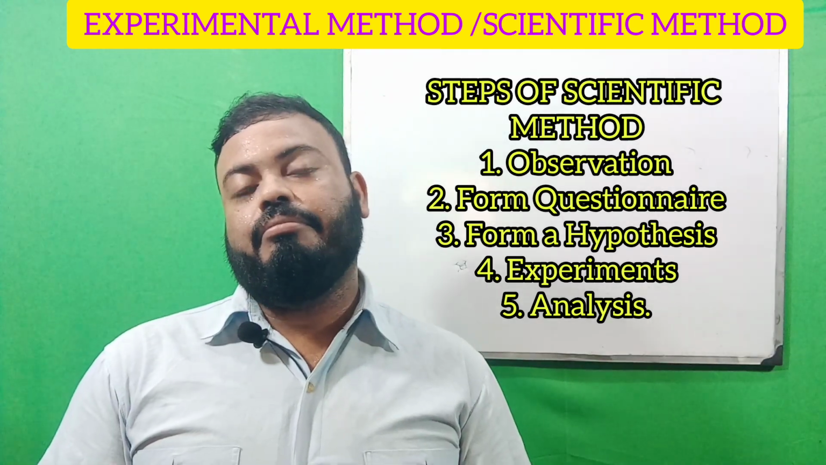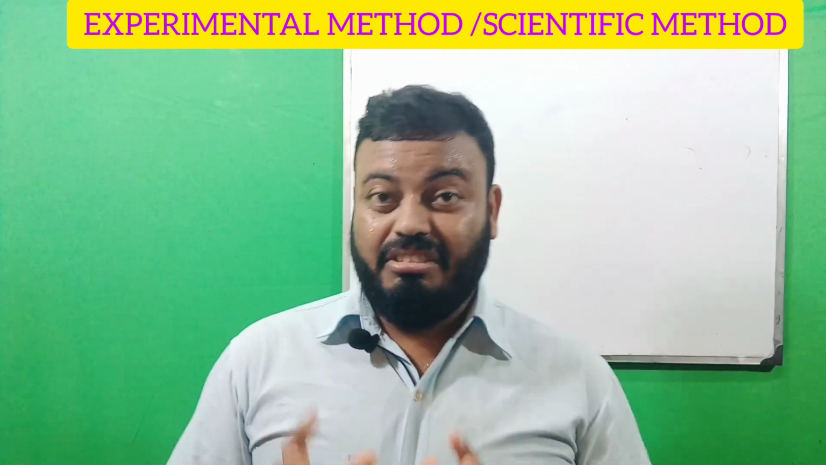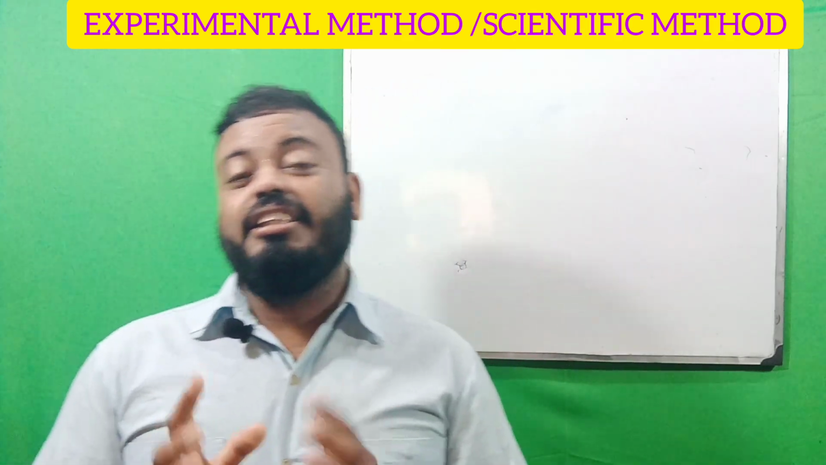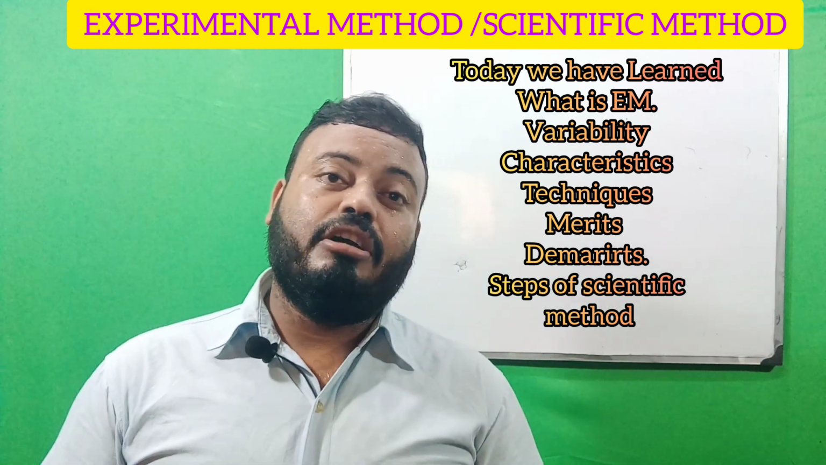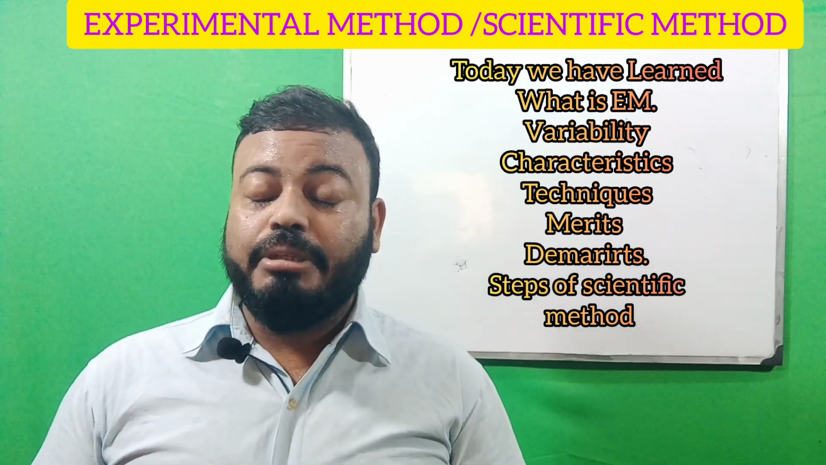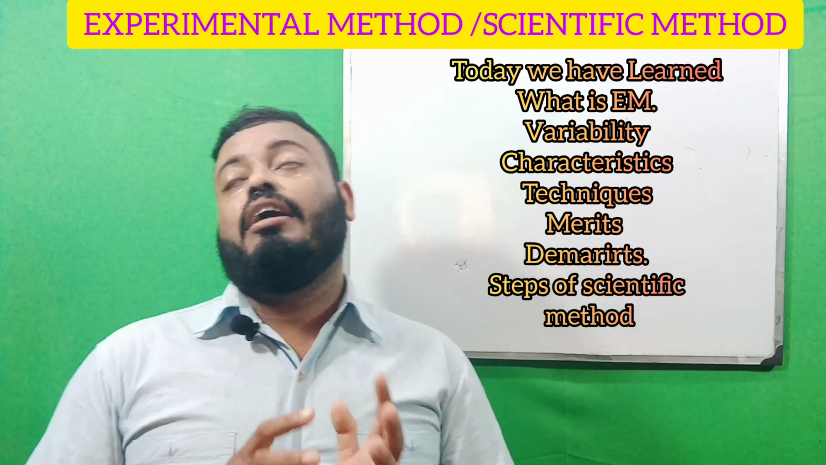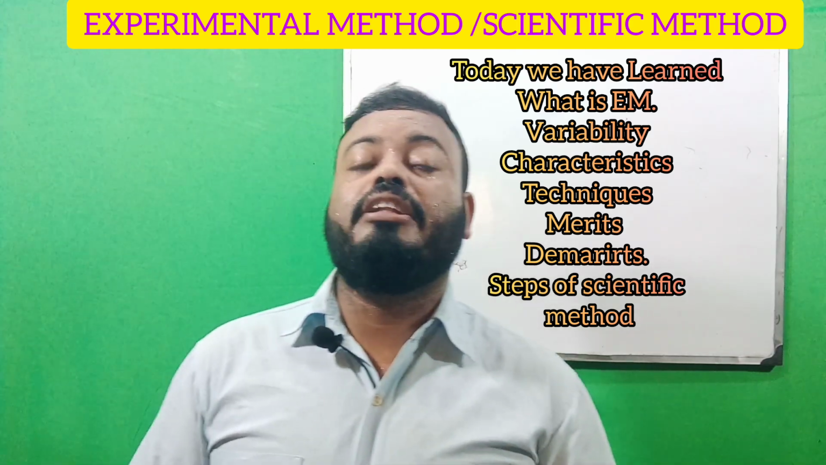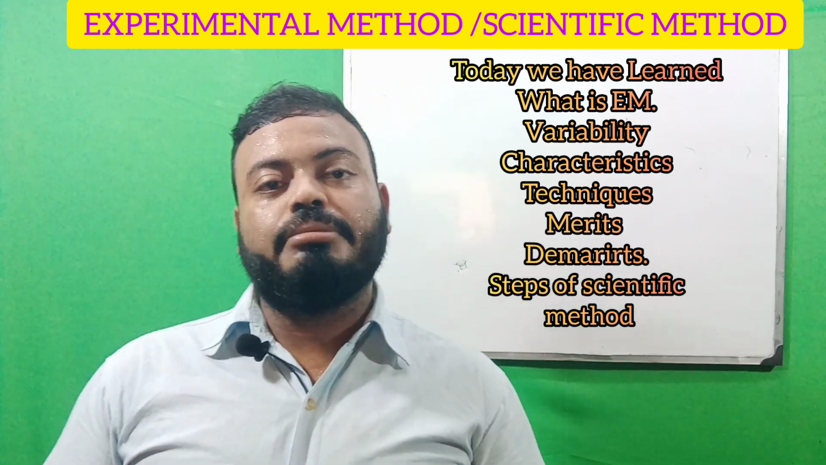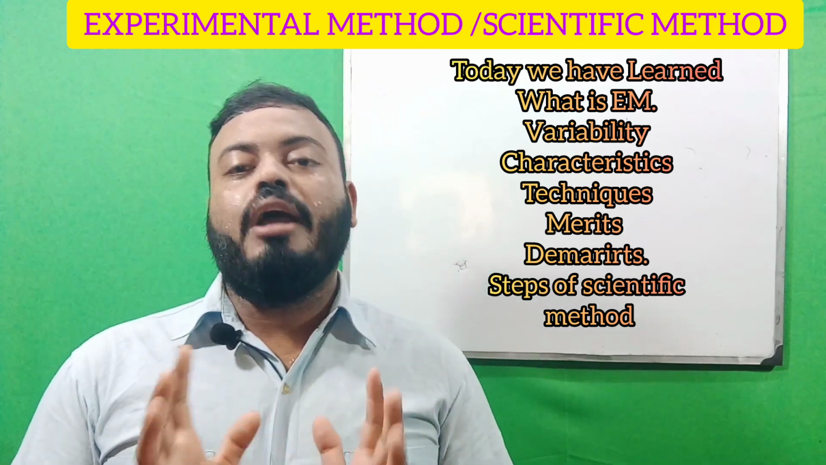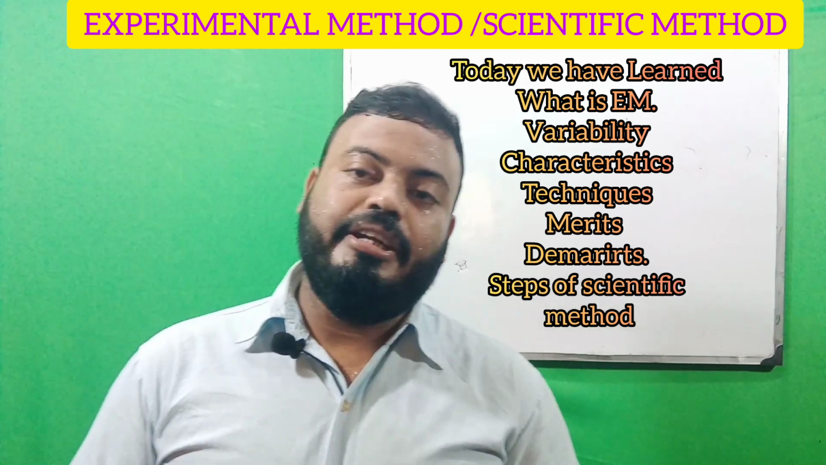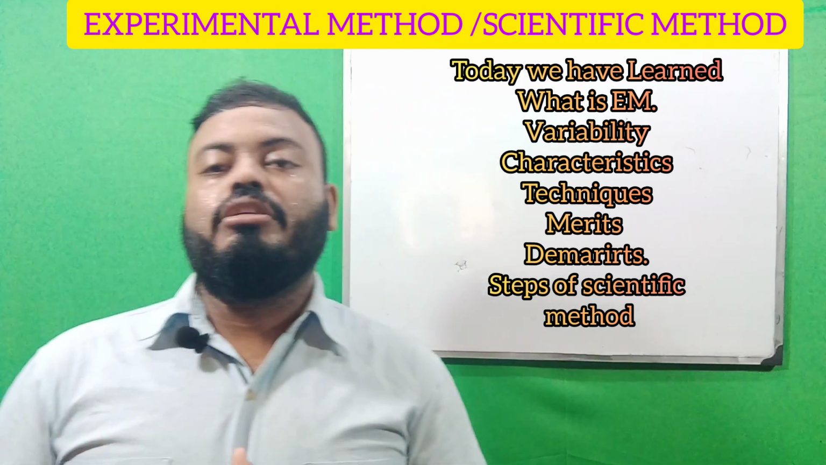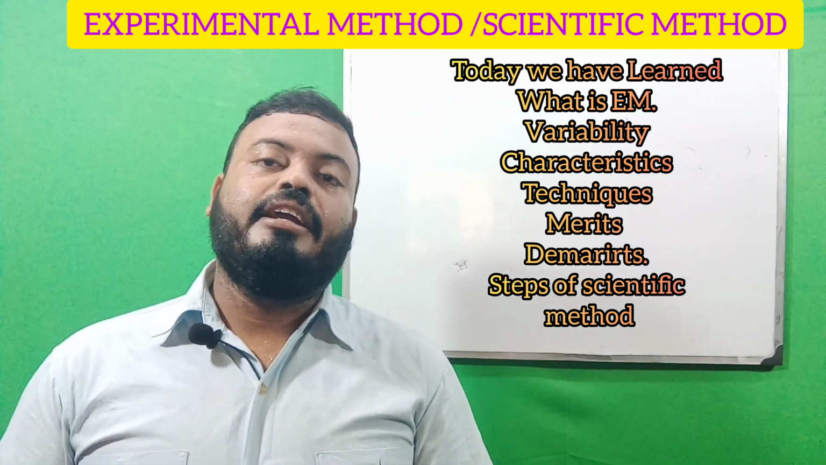So in this chapter, we have learned what the experimental method is, what the variability of the experimental method is, what the characteristics of the experimental method are, what the techniques of the experimental method are, and about the merits and demerits, and also the steps of the scientific method.